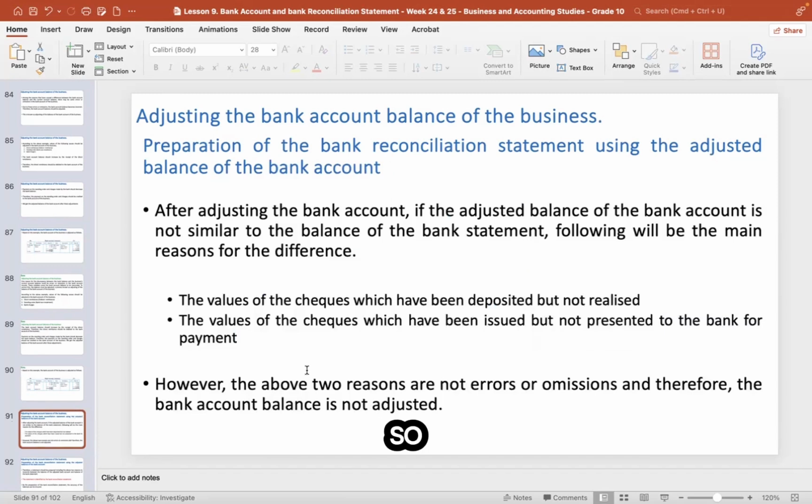The main reasons could be the value of the checks which have been deposited but not realized. The next reason is checks issued but not presented to the bank.